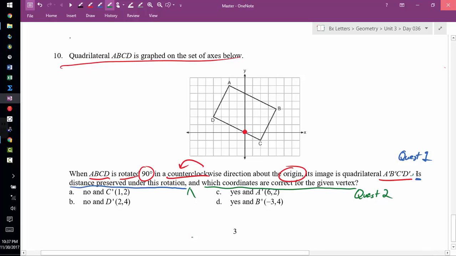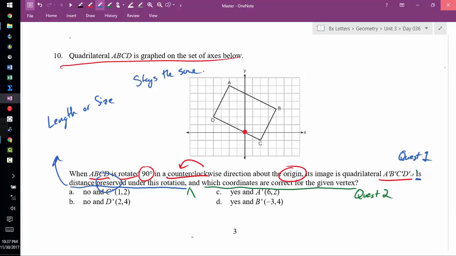Question one, the hard part about it is the awkwardness of how it's worded. Is distance preserved under a rotation? Anytime they say distance, they're really talking about length or size. And preserved is a fancy way to say stays the same. Does distance stay the same? Like raspberry preserves, it's to keep the raspberries, to make it so they don't spoil, so they don't change. So preserve is a fancy way to say stays the same.